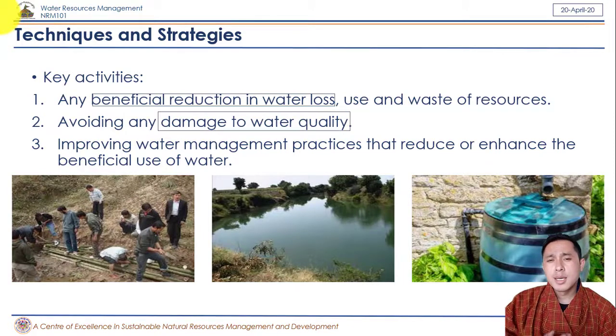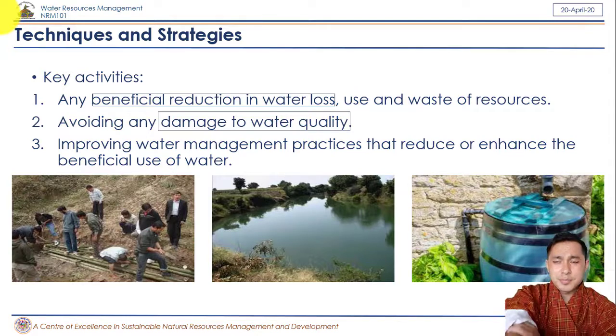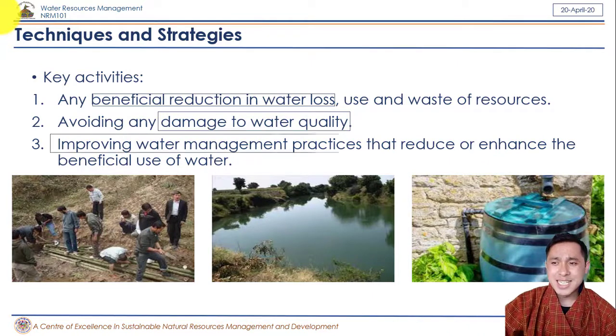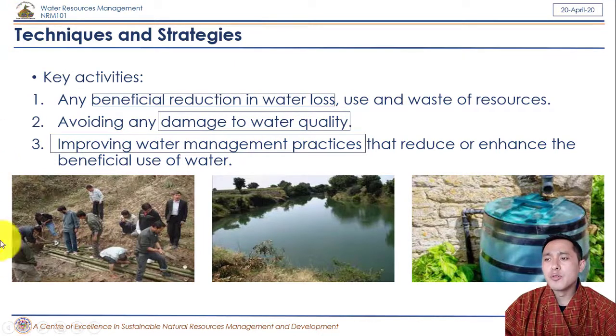Second one is, whatever conservation activity that we are doing or carrying out, you should always look at minimizing or avoiding the damage to water quality as well as water quantity. And thirdly, on the brighter side, if we have fulfilled the key activities number 1 and 2, we should always look at improving the water management practices that reduce and enhance the beneficial use of water.